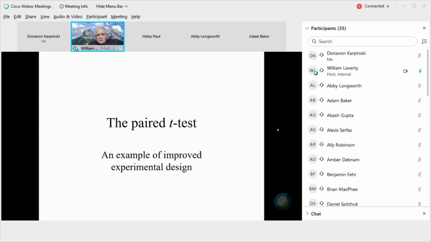is introduced what's called the paired t-test. This is an improvement of design. The objectives in a lot of statistics is to find differences if they're there, and to make sure that differences are picked up. So the paired t-test.